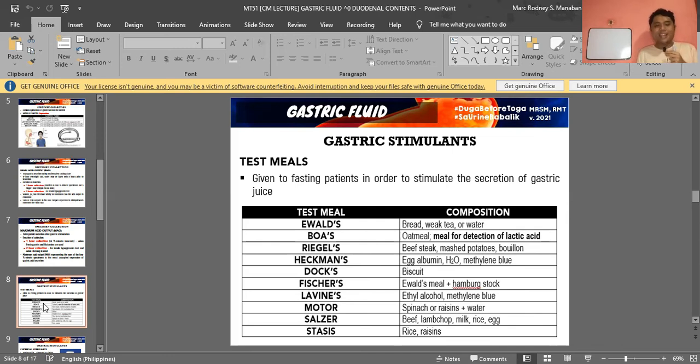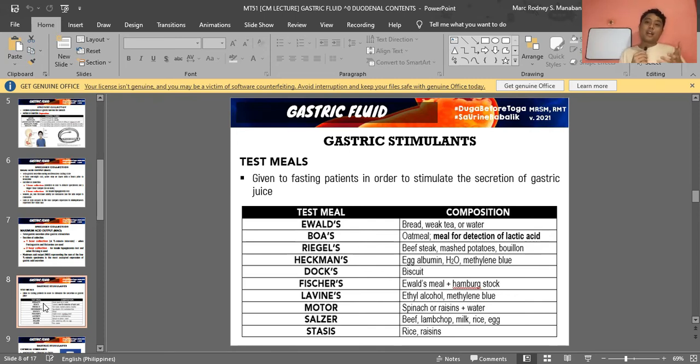Ang bet ana kay si Rigel or si Rigel tawa beef steak, mashed potatoes and bouillon. Okay, so girl, my god, ang sarap, ang rich, no? So that's mine and the charot. Okay, menu man di ay charot. And that's a different test meals.